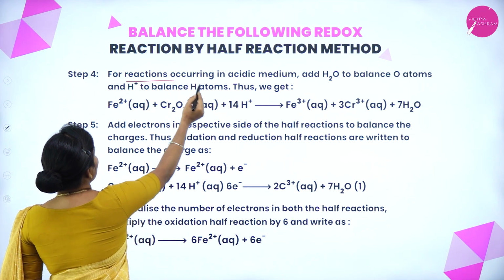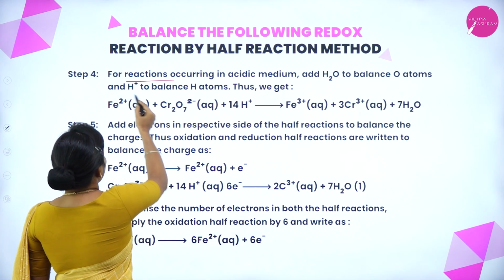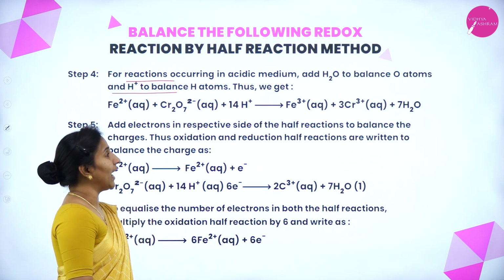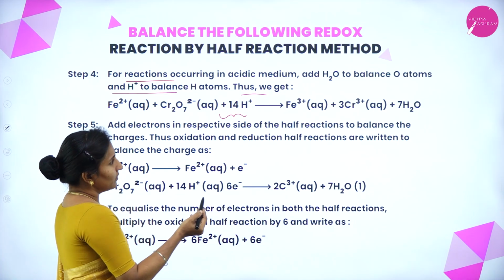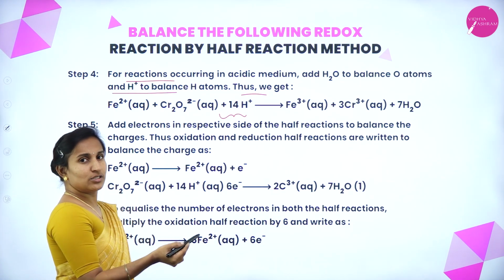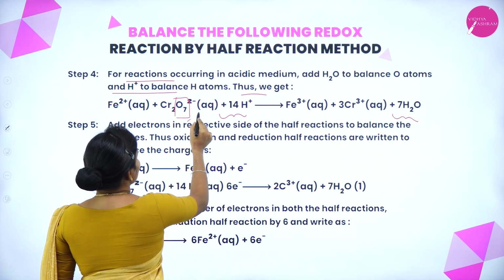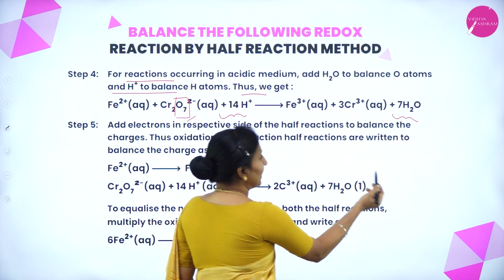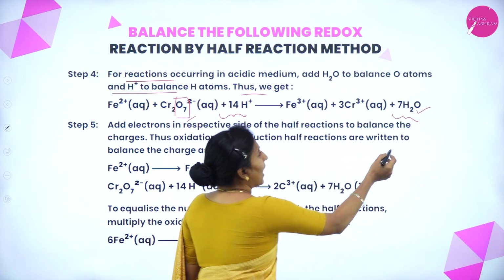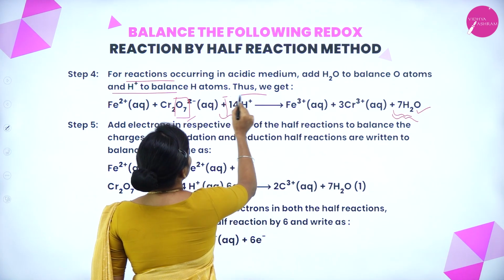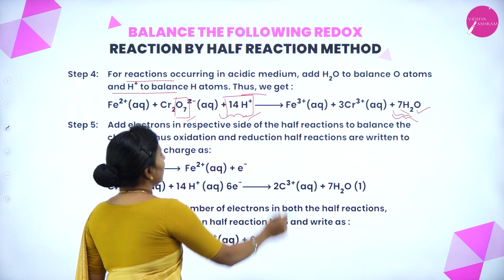In step 4, for the reaction occurring in acidic medium, water is used to balance oxygen atoms and H+ to balance hydrogen atoms. Thus, we need to add 7 water molecules and 14 hydrogen ions, because we have 7 oxygen atoms. If we want 7 oxygen atoms, we need to add 7 water molecules, and for the hydrogen ion, it gives 7 into 2, that is 14 hydrogen ions.